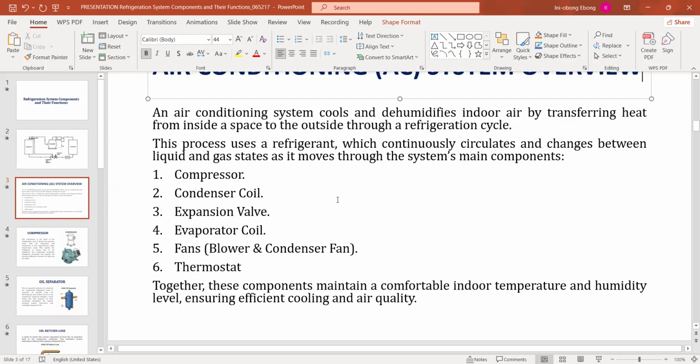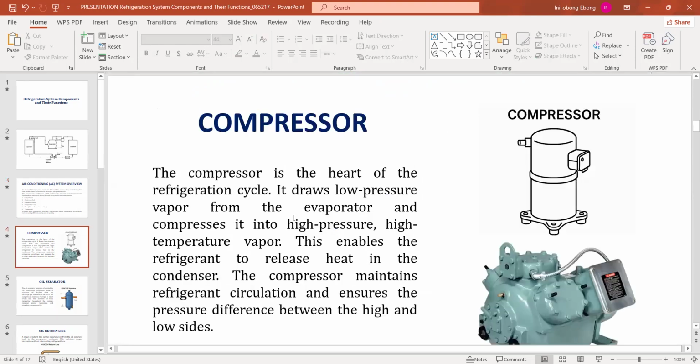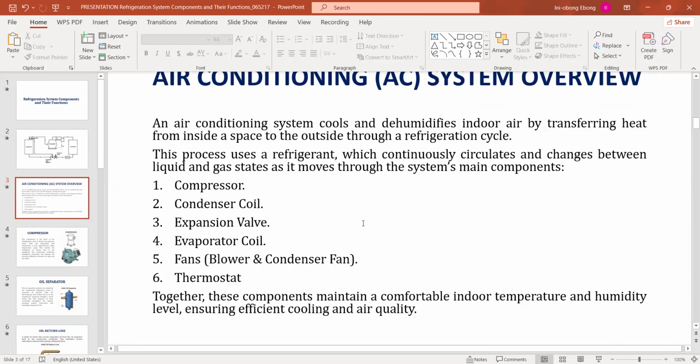And these are the components. We have the compressor, the condenser coil, the expansion valve, the evaporator coil, the fan (in bracket, blower or condenser fan), and the thermostat. Together, these components maintain a comfortable indoor temperature and humidity level, ensuring efficient cooling and air quality.